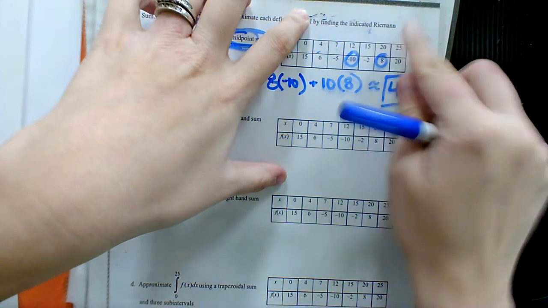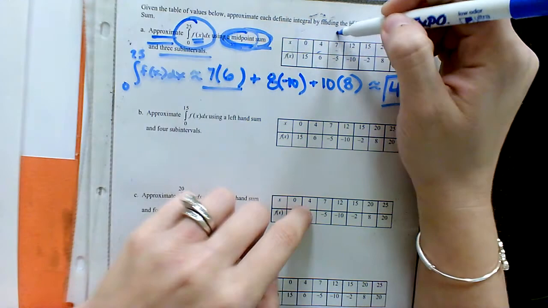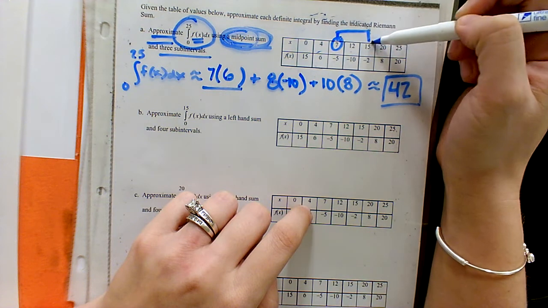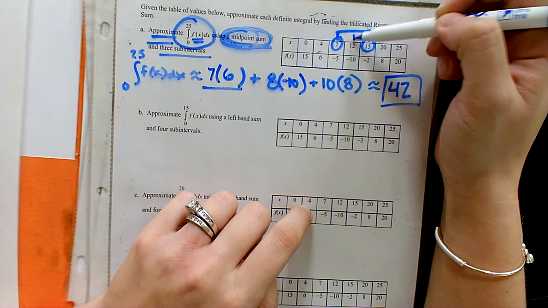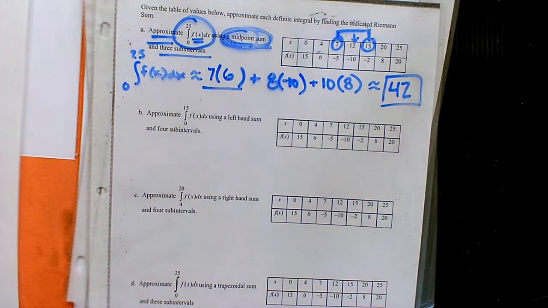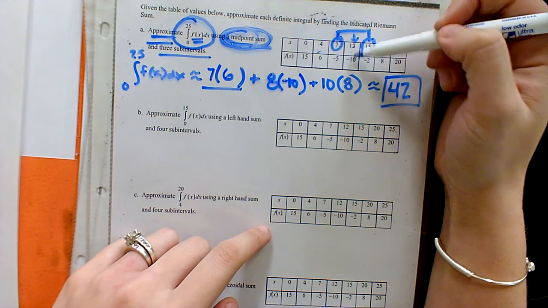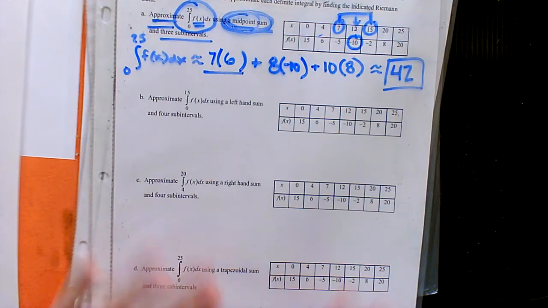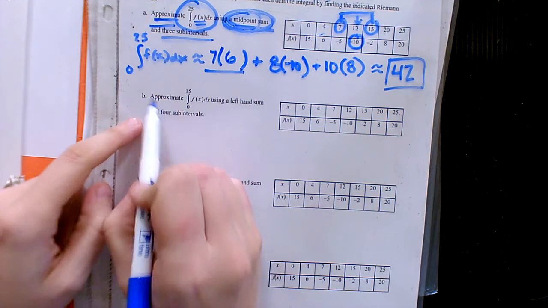Right. So for this second rectangle, you're going from 7 to 15. So this is a left endpoint. This would be a right endpoint. So this value is something we have in the middle. So if this is the middle value, we're going to use the middle height. All right. Let's try the next one.